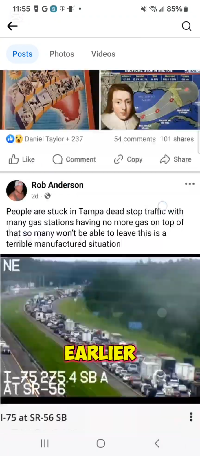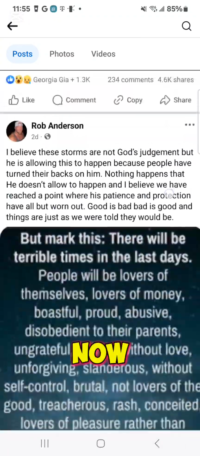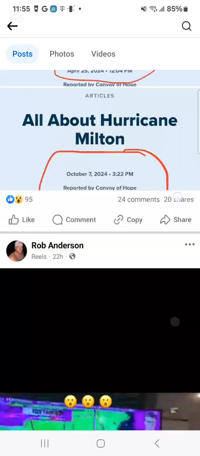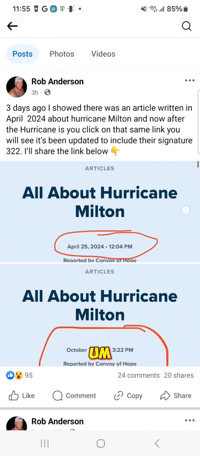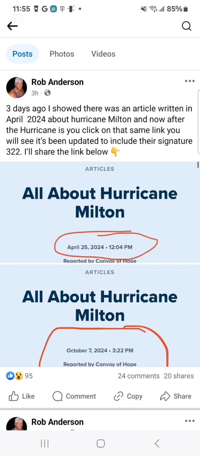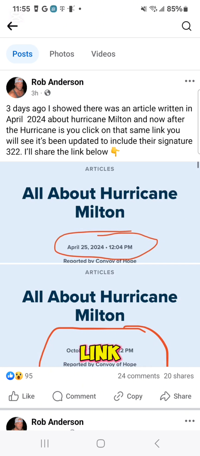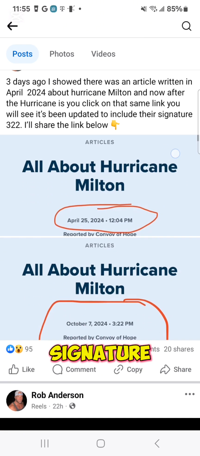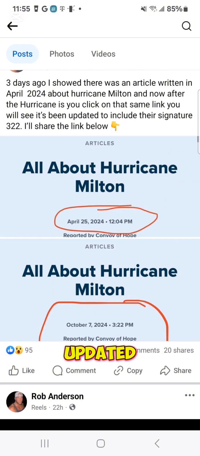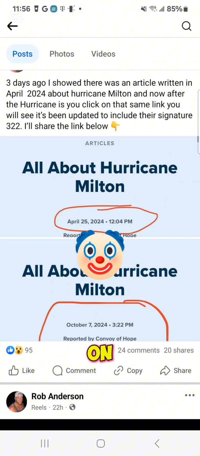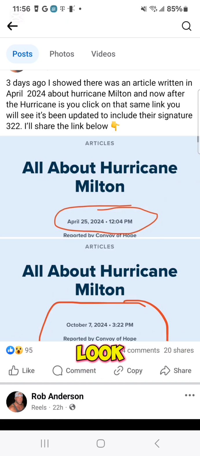But as you saw earlier, if you look at it now, the same article this kid posted 3 days ago, I showed there was an article written in April of 2024 about a Hurricane Milton, showed now after the hurricane. As you click on the same link, you will see that it's updated to include their signature, the 322, and they updated the link. Come on. And so the reason I bring this up, connected to our September 26th date, look at this.